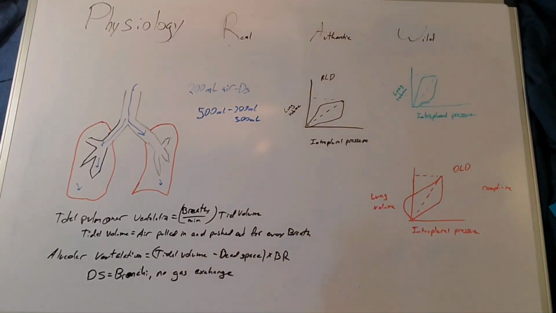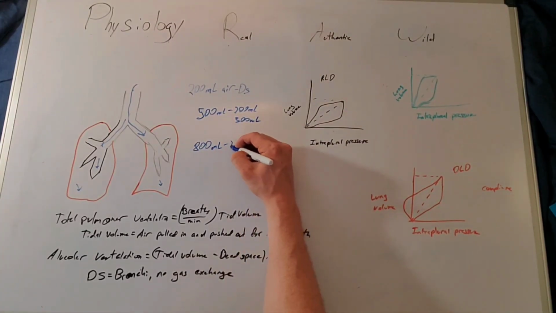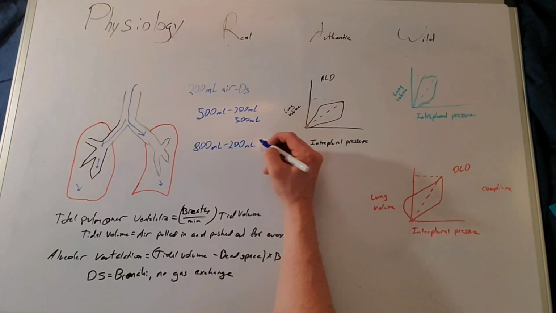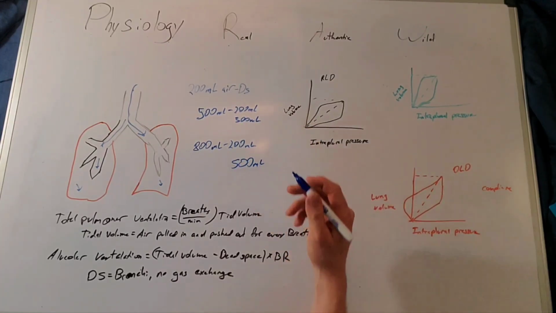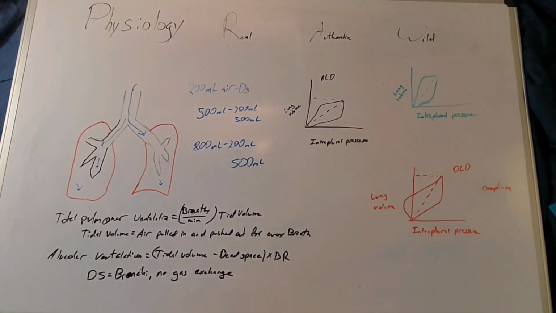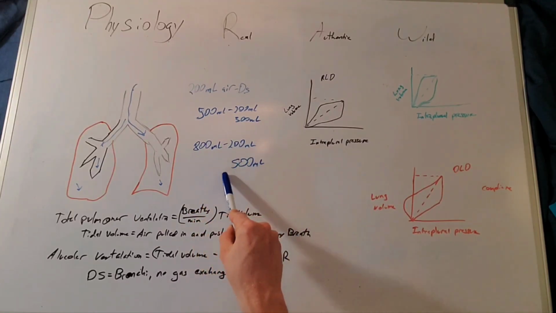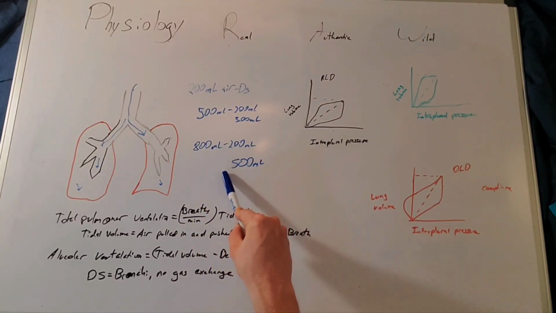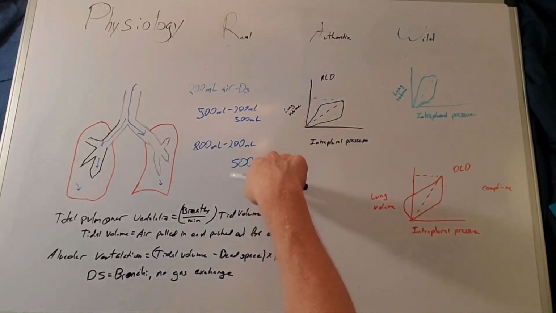Or if you take slow, deep breaths, maybe you take in 800 milliliters, then you minus that 200 milliliters, and so that's going to leave you with 500 milliliters of air that's able to take part in gas exchange. And so taking slower, deep breaths allows you to get more air to do gas exchange.